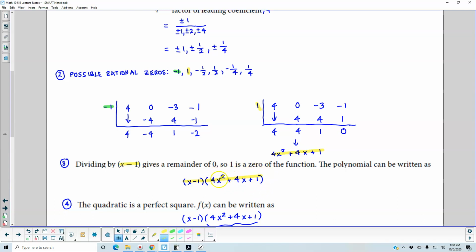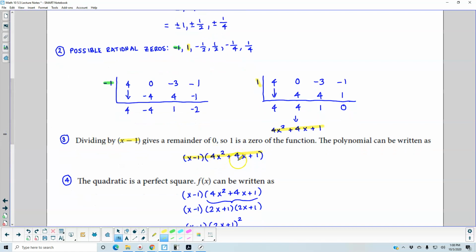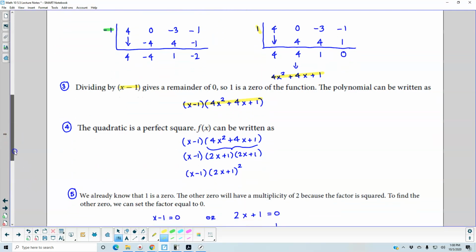Now we need to look at the quotient, and see if we can factor this by any of the methods that we've used before, whether it is a perfect square trinomial. If it cannot be factored, then you're going to have to use the quadratic formula. But in this scenario, we can factor it because it's a perfect square. So x minus 1 times 2x plus 1 times 2x plus 1, which is the same thing as x minus 1 times 2x plus 1 squared.